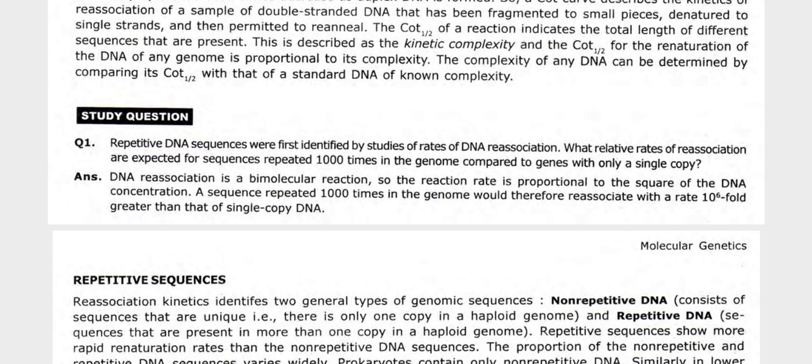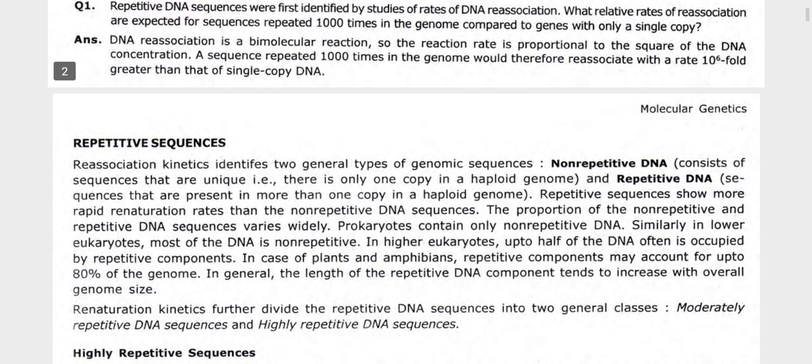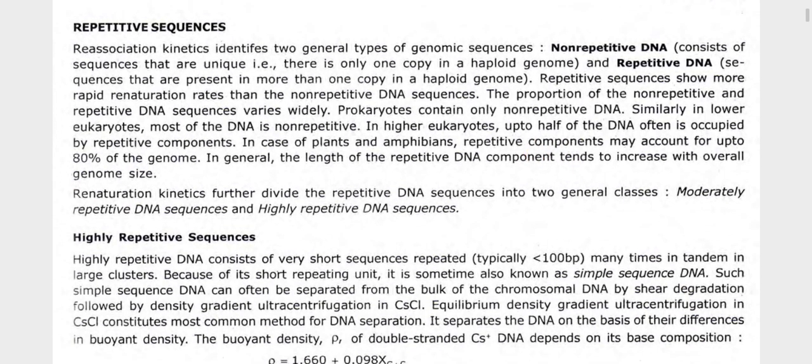DNA reassociation is a bimolecular reaction, so the reaction rate is proportional to the square of the DNA concentration. A sequence repeated 1,000 times in the genome should therefore reassociate at a rate 10 raised to the 6th power-fold greater than that of the single copy DNA, like squaring. Then repetitive sequences, we are going to learn about repetitive sequences.